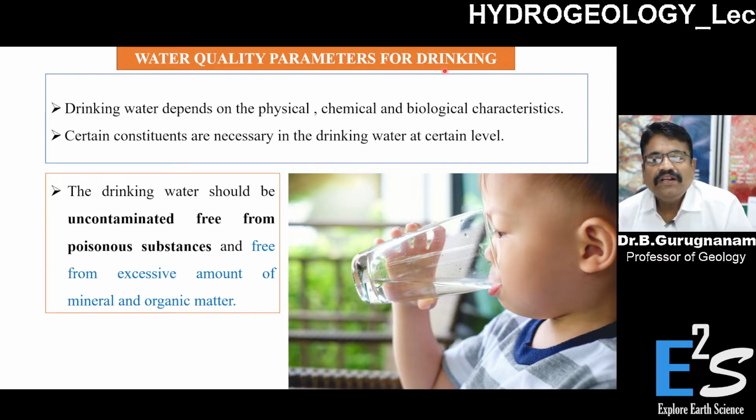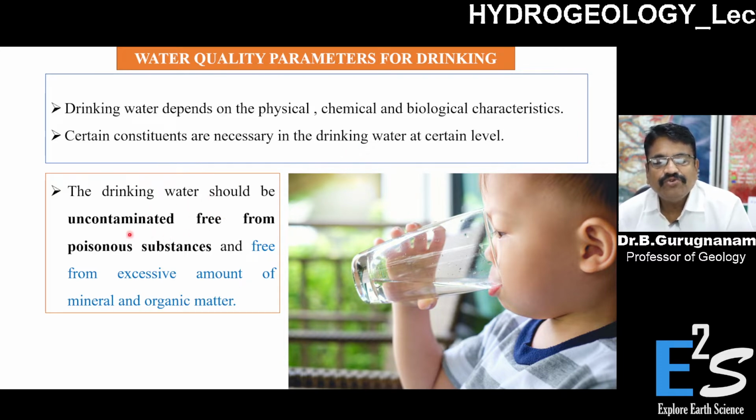And drinking water, when you say drinking water, depends upon the physical parameters, the chemical parameters, and also the biological parameters. Certain constituents are necessary in drinking water at a certain level. Let us see one by one.